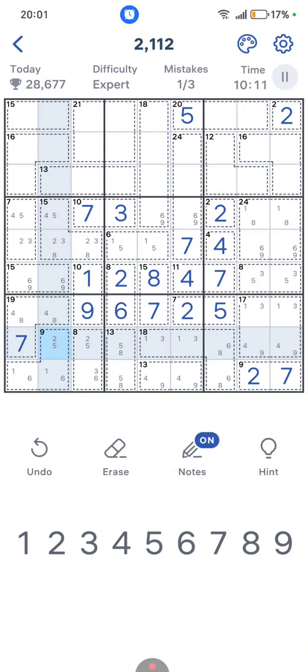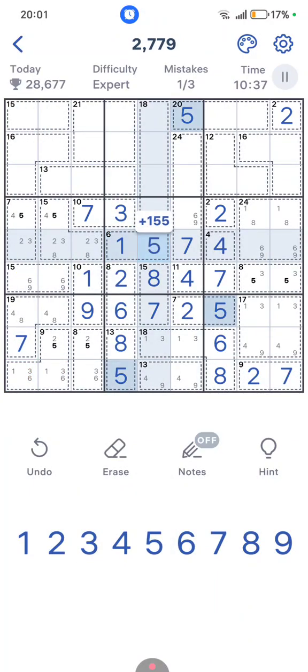So this can't be 6, which means that this has to be 6. 8, 5, 8. So this has to be 3 as well. And that sorted that out as well.